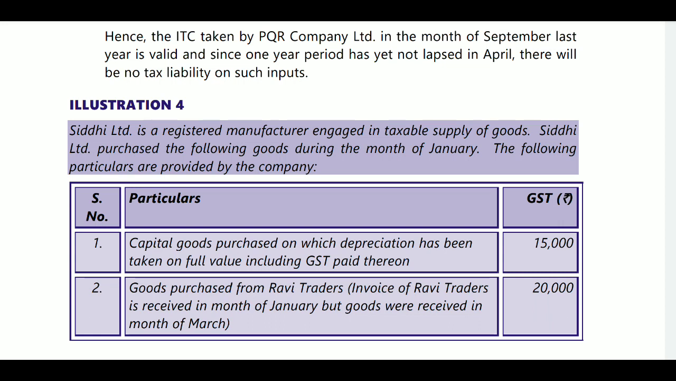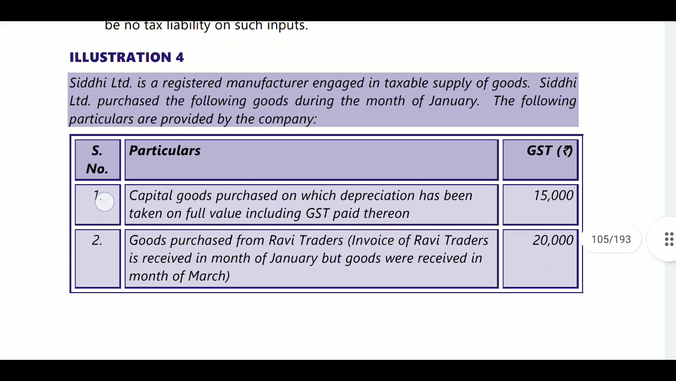Engaged in taxable supplies of goods. Siddhi Limited purchased the following goods during the month of January. The following supply particulars are provided by the company. Capital goods purchased, on which depreciation has been taken on full value including GST paid, 15,000. When you have claimed the depreciation on capital goods, you are not eligible for ITC.